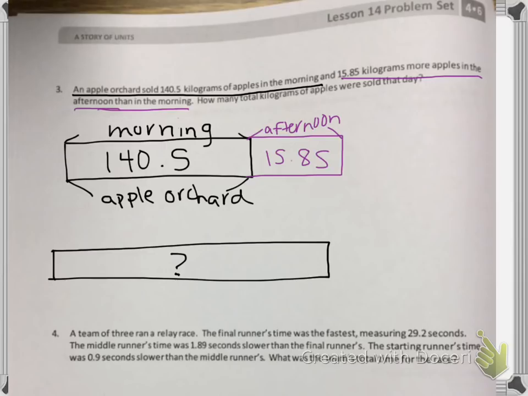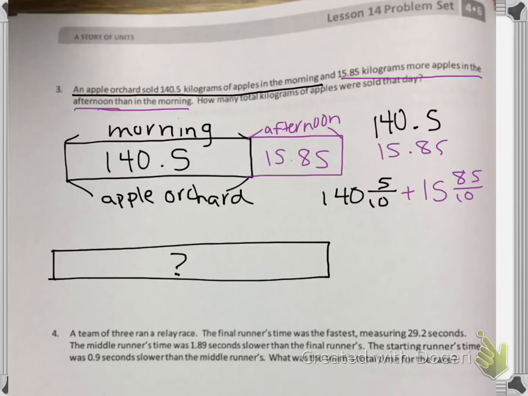So let's change 140 and 5/10, and let's make that 140 and 5/10 plus 15 and 85 hundredths. All right, now what we have to do is change that tenth to hundredths, and we'll be able to solve.